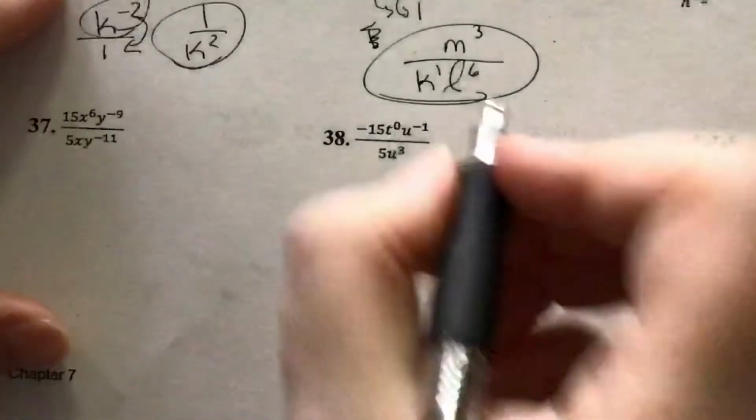Yeah, so I'm gonna let you handle the rest of this. Oh, look, a 0 exponent, I'm gonna cross it off. Yeah, so I think that's it.